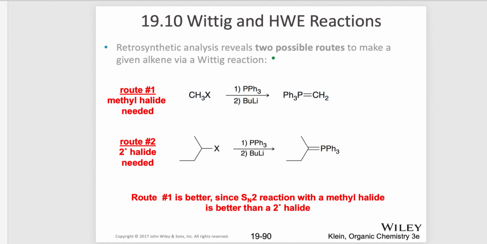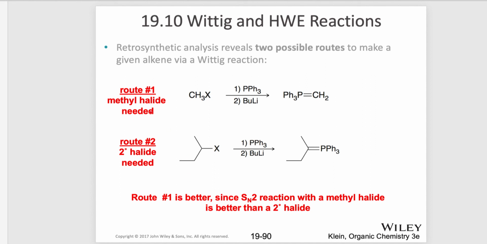So here we are in detail. Route 1, methyl halide is needed: methyl bromide, methyl chloride. The 2-step procedure: this as the nucleophile, remember, SN2 reaction. Second, base, plucks off that proton. Here we are, and we get our reagent. If we had to do it with this starting material, now we have a secondary halide. That's going to complicate the reaction, so this is not good. Route 1 is definitely better.